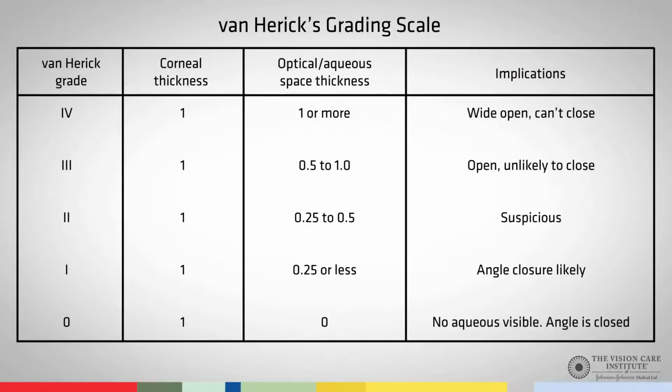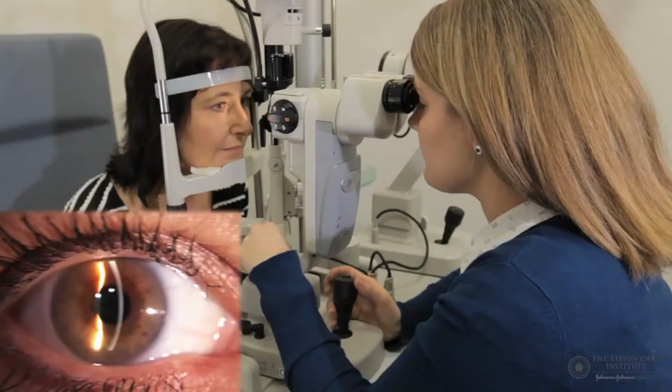Once we have this assessment, we can refer to the Van Herick grading scale. If the optical space had been between 0.5 and 1 times the thickness of the cornea, this would be assessed as grade 3. In our case, as it was 2 times the thickness of the cornea, it is classed as grade 4. In both instances, the probability of the angle closing is low.